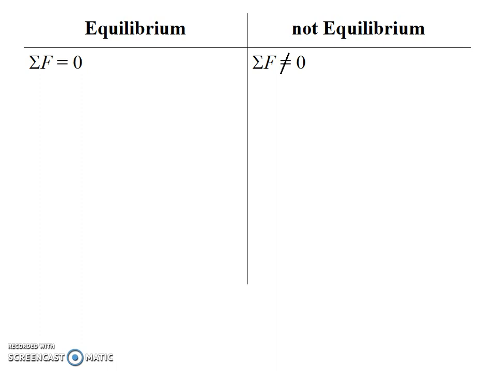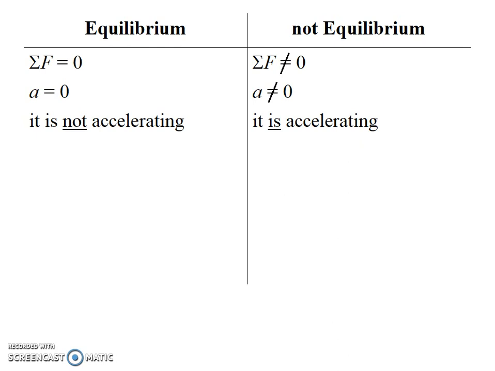What's the result of this? Well, back on the equilibrium side, if sigma F equals 0, that means the acceleration equals 0, from sigma F equals ma. And so you might guess that on the not equilibrium side, it just means the acceleration is not 0. Now I know some students like the words better than symbols, so on the not equilibrium side, we'll say the object is accelerating. That's what it means to have the acceleration not 0. It is accelerating. And back on the equilibrium side, that means it is not accelerating.